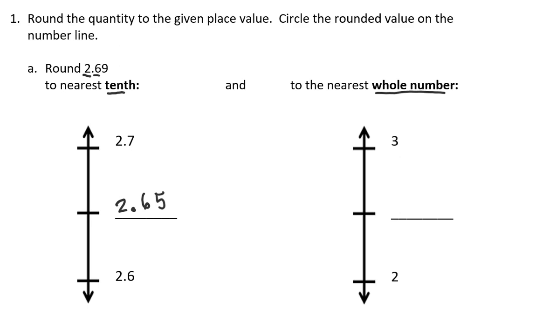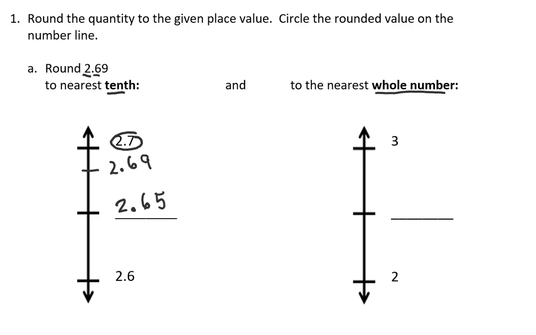After we place the midpoint, we'll plot the original number. 2 and 69 hundredths, or another way to look at that is 2 and 6/10 and 9 hundredths, would fall above the midpoint. So I'll put that number here. And then since our original decimal is closer to 2 and 7/10, because it's greater than the midpoint, we know that it will round to 2 and 7/10.